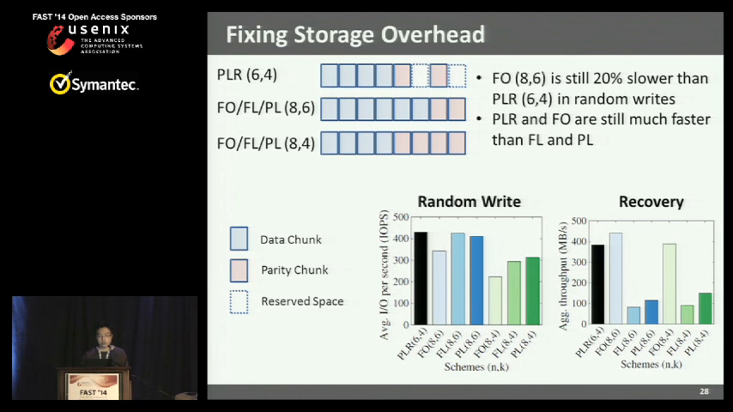The observation is that the fully overwrite H6 is still slower than the 6.4 schemes because of the seek when you do the update. And also for PL, if you have a higher level of fault tolerance like H4, you have more parities, so the performance will be poor. In most cases, this conforms to our previous observations.